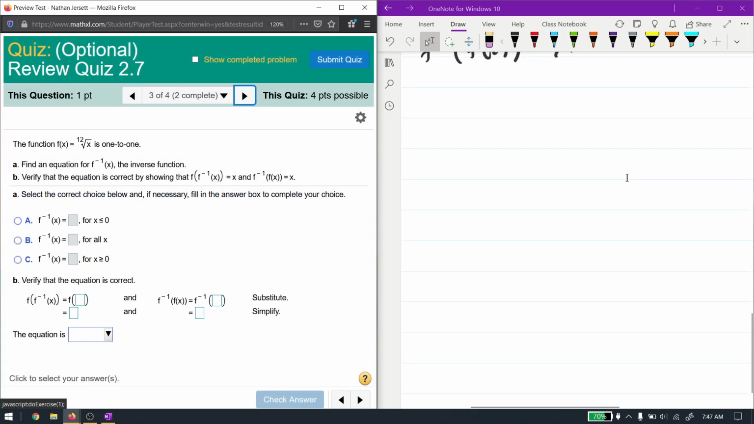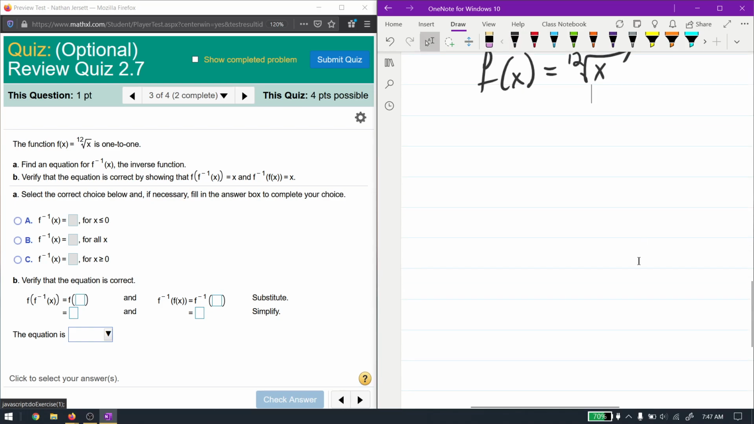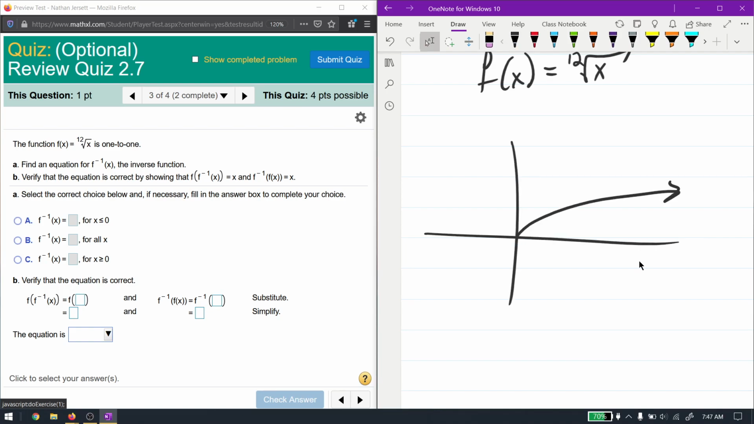Okay, this one also is one-to-one, therefore it has an inverse. And this one we're actually going to test. We're actually going to show that they are inverses. So f of x equals the 12th root of x. This one looks something like this. It's going to look something like that.